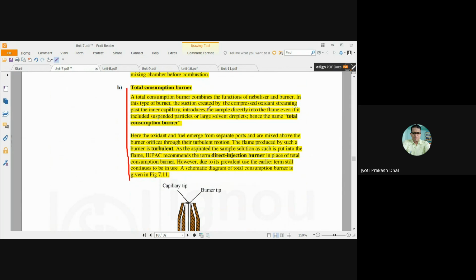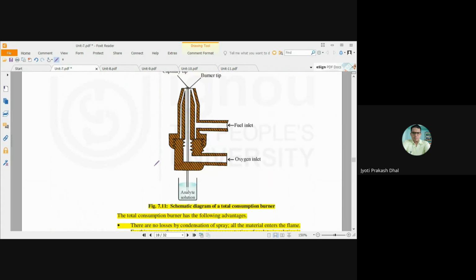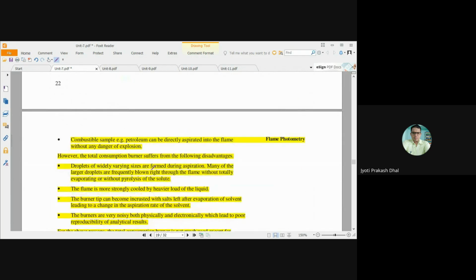A total consumption burner combines the functions of the nebulizer and burner. In this type of burner, the suction created by compression of the oxidant streaming past the inner capillary introduces the sample directly into the flame, even if it includes suspended particles or large solvent droplets. Hence, that is called the total consumption burner. So this is the schematic diagram of a total consumption burner, and here the efficiency will be more.